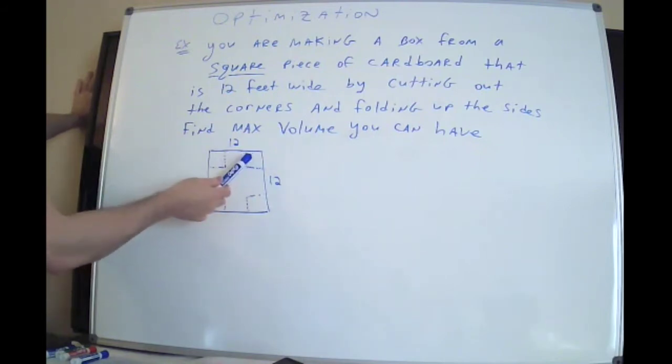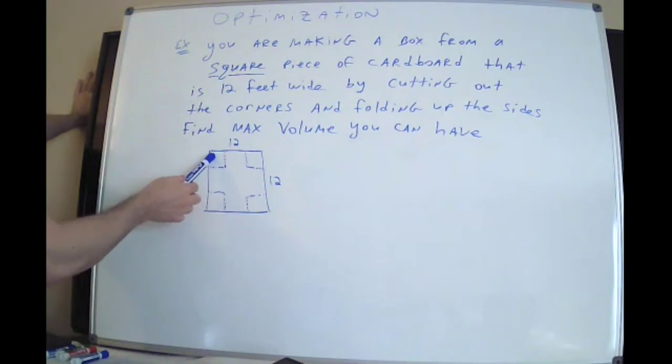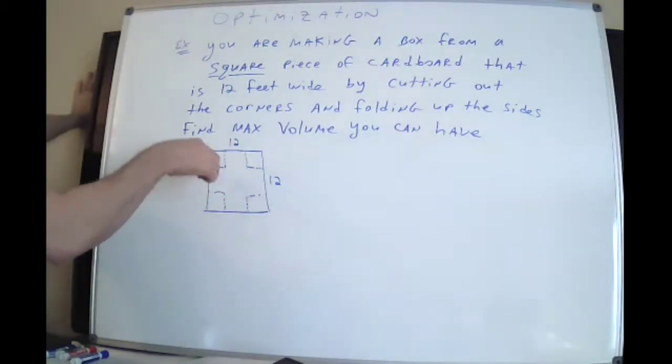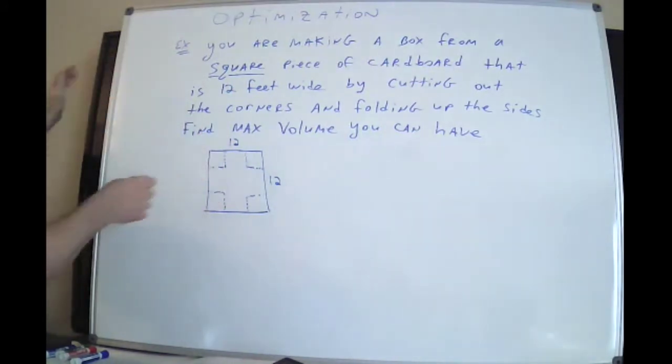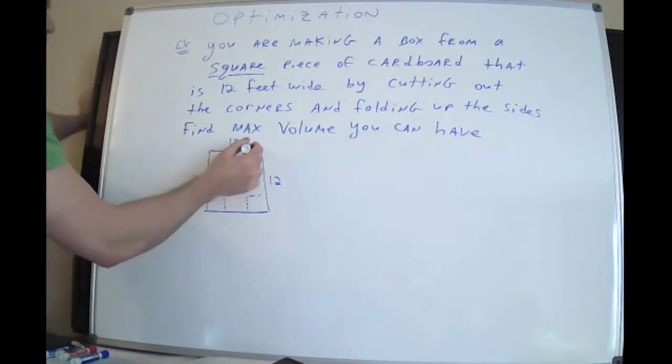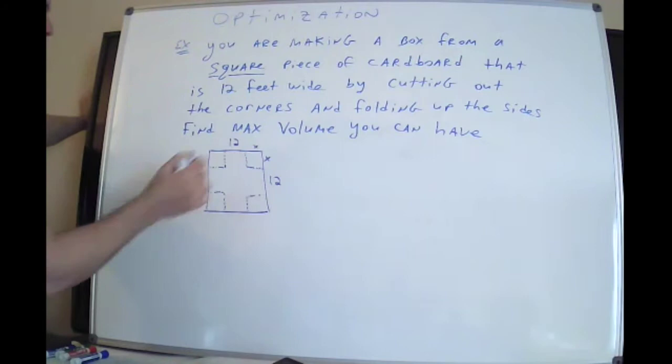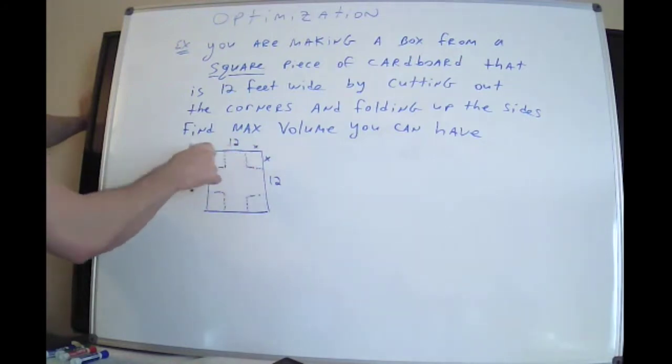I mean, look, I could chop off 1 inch from here and 1 inch from there. I can chop off 2 inches. I could chop off 3. I can't chop off 6 and 6 because then I wouldn't have a side left. But you could chop off, say, 5 and 5, and you'd be left with 2 by 2 and fold it all up. So the question is, how much do you chop off? The piece that you're going to chop off, you call X, right? That's the piece you're going to remove. You're going to take it from that corner and from that corner.